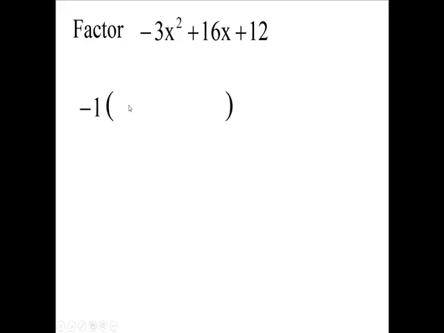To do that, I need to factor out a negative 1. Negative 1 times 3x squared is a negative 3x squared. Negative 1 times a negative 16x is a plus 16x. And negative 1 times negative 12 is a plus 12. So by factoring the negative 1 out, I get to factor this next with a plus coefficient for the x squared, a plus 3.